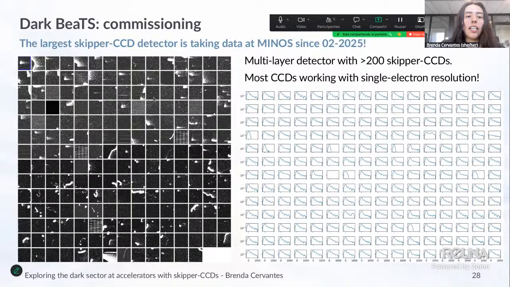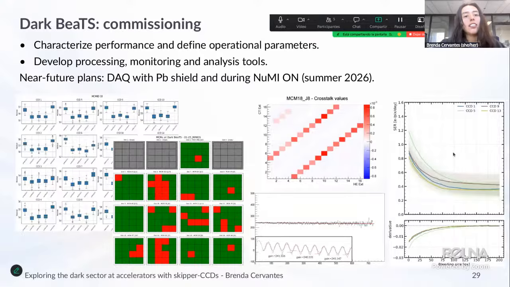Here you can see an array of the detectors that we have. And we are working with more than 200 skipper-CCDs. And I'm glad to say that most of these CCDs are working with single electron resolution. You can see here the pixel distribution, and you can see these different Gaussians corresponding to different numbers of electrons. So it's a success, and the installation was a success, but currently DarkBits is in commissioning.